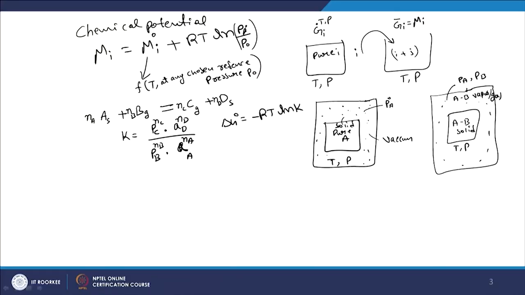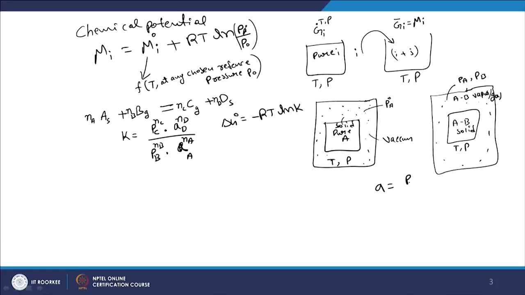So, when it comes to activity in the thermodynamic concept, it is also about this: suppose it is a pure A solid that has a certain pressure P A naught, in a mixture what would be the pressure? This ratio is considered as the activity. Activity is nothing but the partial pressure of A divided by P A naught. This is how we define the activity of A.